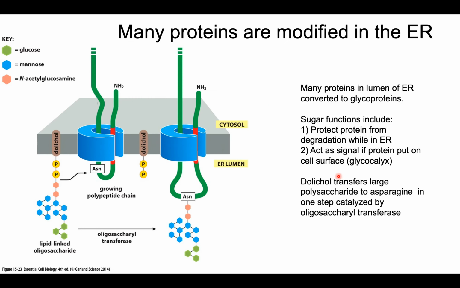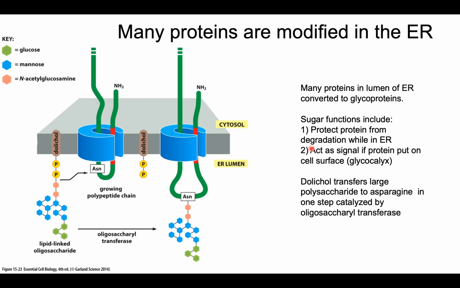Once proteins get here, often they are modified by adding these big polysaccharide sugars right here. So often when we bring proteins into the ER, they'll be converted to glycoproteins, so sugar proteins. These sugar groups do a couple of things. One, they might provide protection from degradation while they're in the ER. So when we see lots of polysaccharides, think signaling. One can signal, don't break me down, I'm going to go do something else.